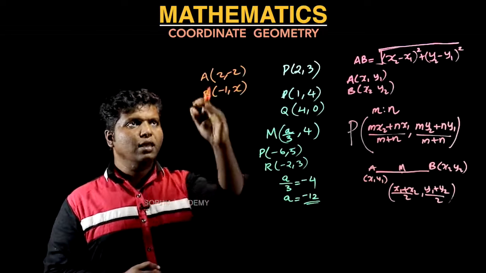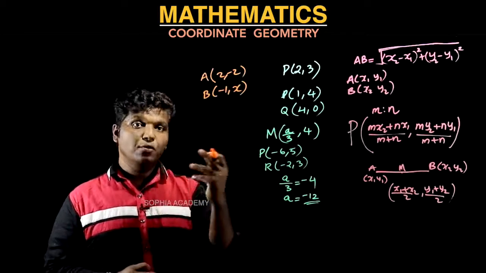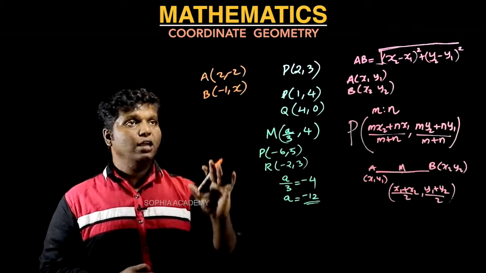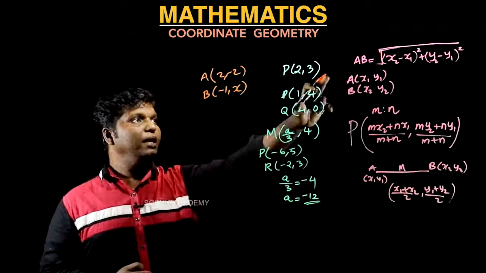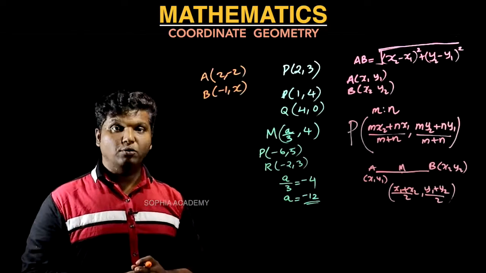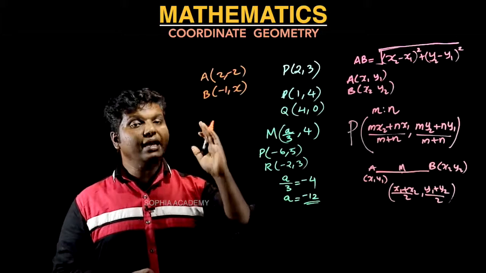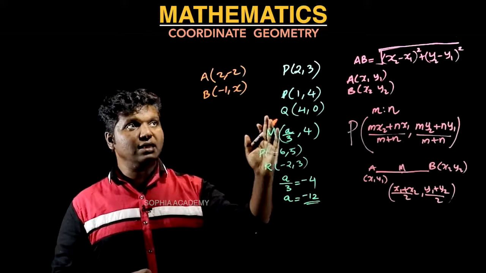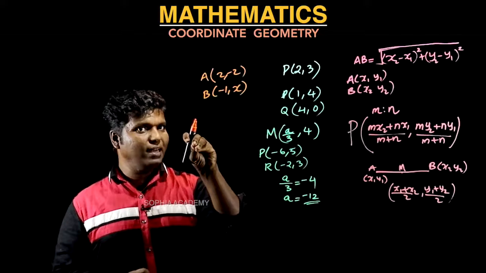And what is the thing given? The total distance between A and B is given. How much is it? It is 5 units. So tell me, if you want to find the distance between 2 points A and B, that will be the equation which you have to use: the root of (x2 minus x1) the whole square plus (y2 minus y1) the whole square. Here the distance is already given, right?